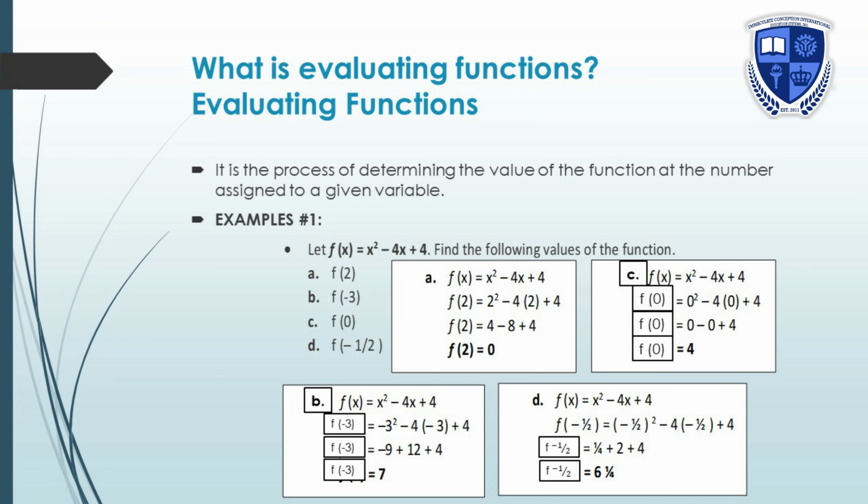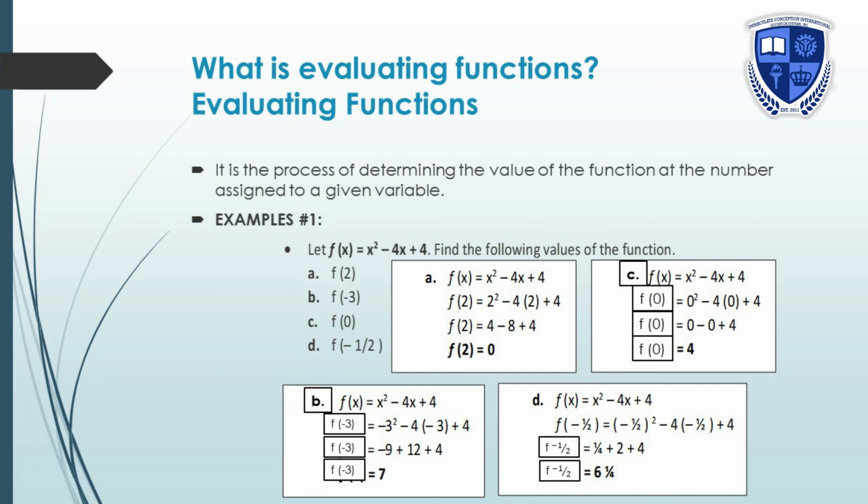Negative 3 squared minus 4 times negative 3 plus 4. So, negative 3 squared is negative 9. Negative 4 times negative 3 is equal to positive 12. Then plus 4, bring down. Negative 9 plus 12 plus 4 is equal to 7. So, 7 po ang ating value para sa letter B.